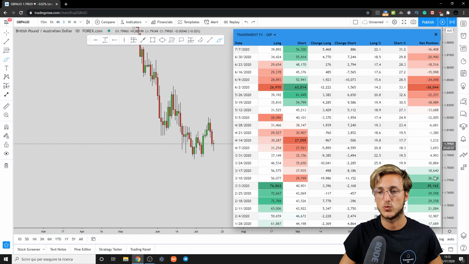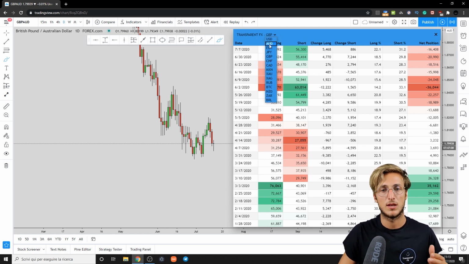If we check the pound, we can see that we went from plus 35k net positions, so way more longs than shorts, with 76k longs and 40k shorts, all the way down to a situation where we have way more shorts than longs, with 63k shorts and 26k longs. In fact, the short exposure has been increasing, and we are currently with the last report at a 31.2% short exposure and only 22% long exposure. So we can still expect in the long term some GBP weakness.